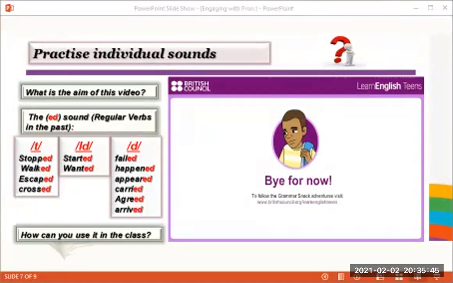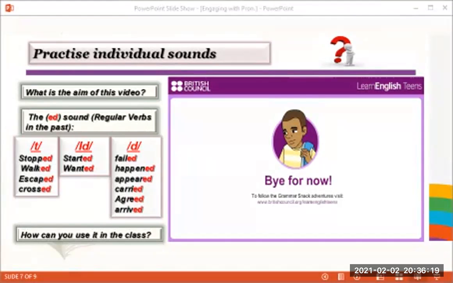How can you use it in the class? In your class, how can you make the difference between the 3 sounds? Do you have any idea about that? We have only 4 minutes. Do you have any idea about how we can show the difference between 3 sounds? Can you, Mr. Ahmed? Ahmed Mahdi? Yes. Go on, Mr. Ahmed.